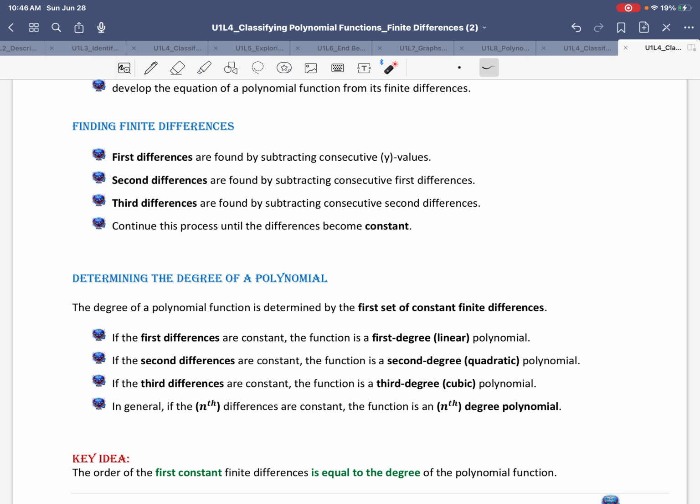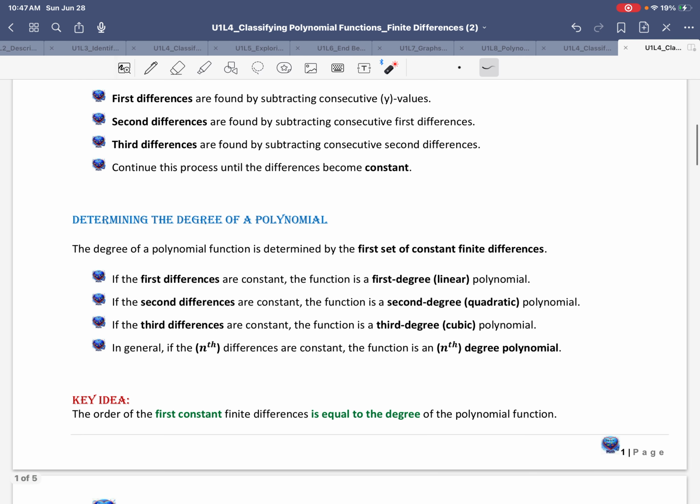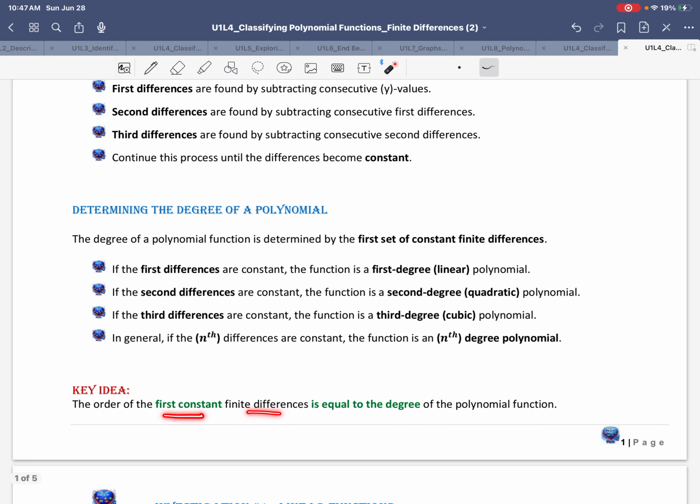And we can continue this process until the differences stop changing, or finish their change, until the nth degree. If it's an nth degree polynomial, then we're going to expect the nth differences to be constant. So the key idea here is that the first constant finite differences will give us information about the degree of the polynomial function. If the nth differences are constant, it will be nth degree. And understandably, as the degree of a polynomial function increases, the complexity of the pattern in the increase of y values will change, and that's why we have to go for higher differences.